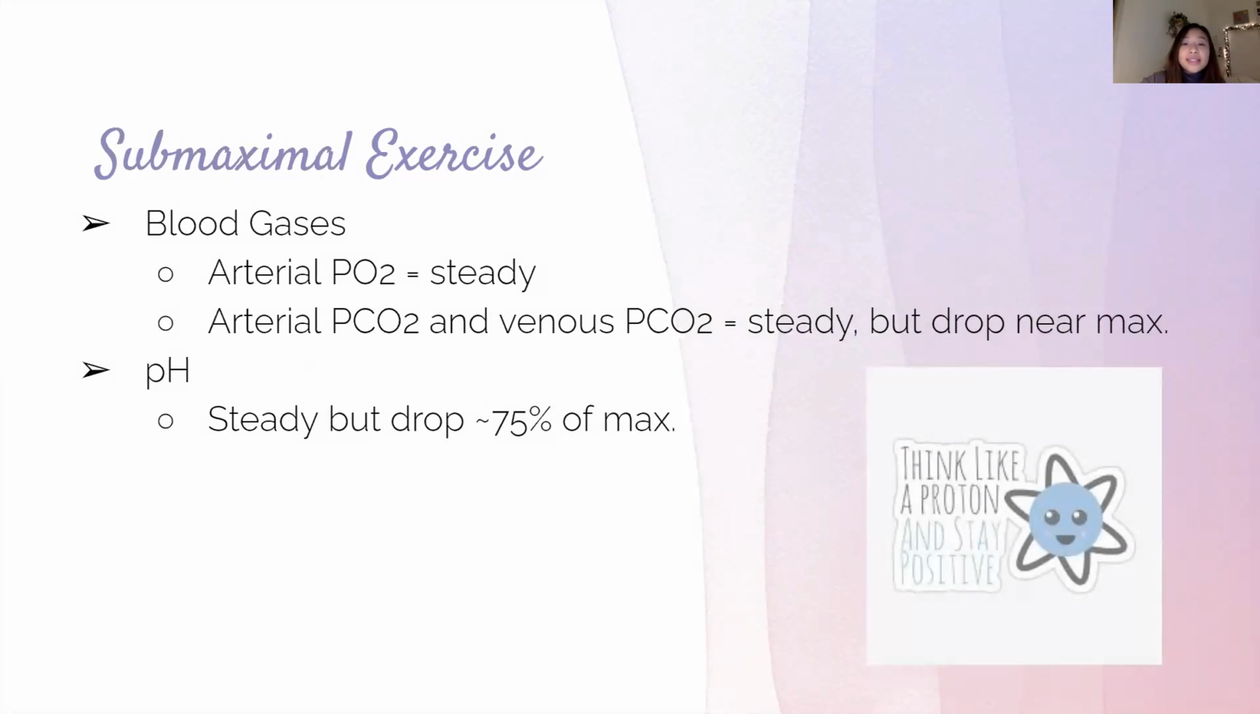All right, and in submaximal exercise, blood gases and pH remain pretty steady. There's a graph provided in lecture, and they're pretty much constant the entire time until it reaches almost 100% of max O2 consumption. So arterial partial pressure of oxygen doesn't really change, whereas arterial partial pressure of CO2 and venous partial pressure of CO2 only drop near the end, and pH drops around 75%.